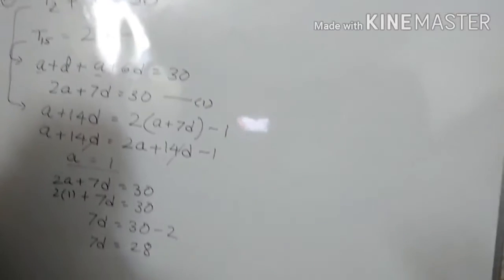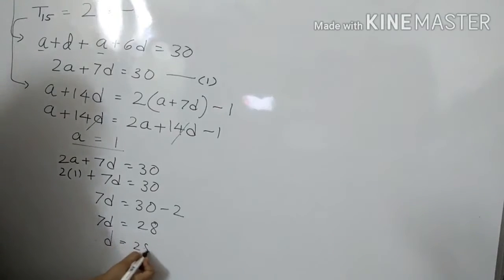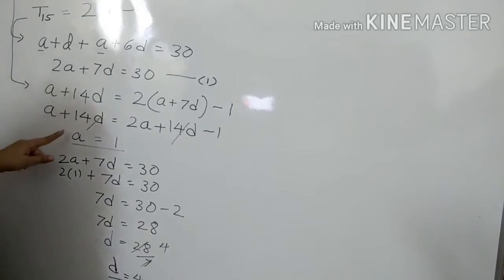Now 7D, to get the value of D, 28 divided by 7. So I get 7 fours are 28. Likewise I get the D value, that is the common difference, is equal to 4. So you now have two values: first of all A, the first term, and D is equal to 4. So from these two values we can write our AP.